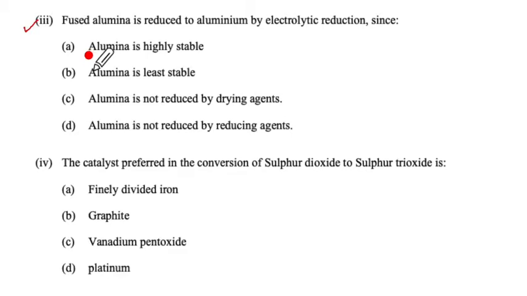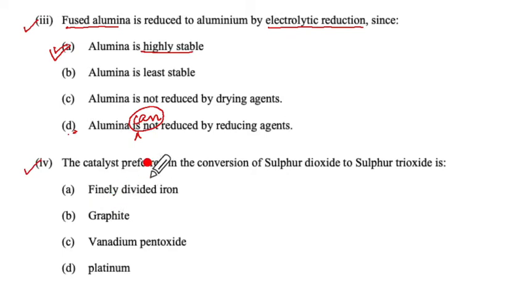Let us come to the third subpart of question 1. Fused alumina is reduced to aluminium by electrolytic reduction. There are quite a few reasons here. Alumina is highly stable, and also that alumina cannot be reduced by a reducing agent is true. Here they have not used the words cannot be reduced; they have just said it is not reduced by a reducing agent, which is also partially true. So I would prefer to tick mark alumina is highly stable.